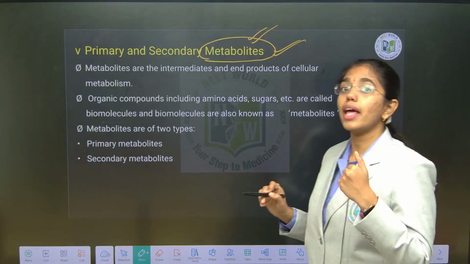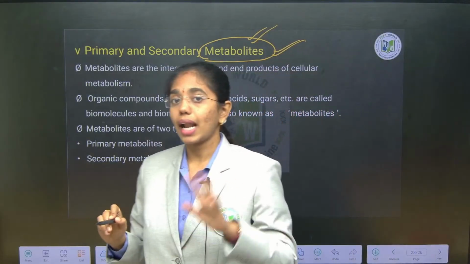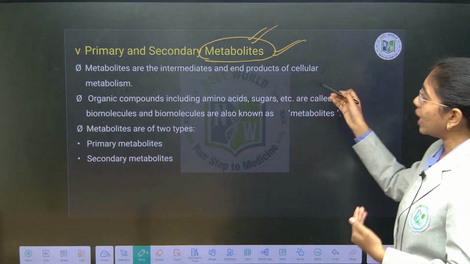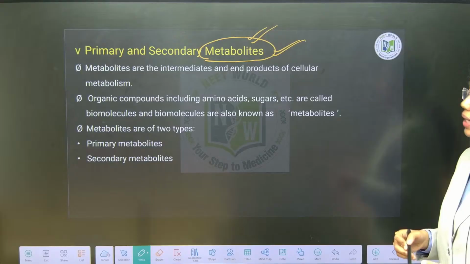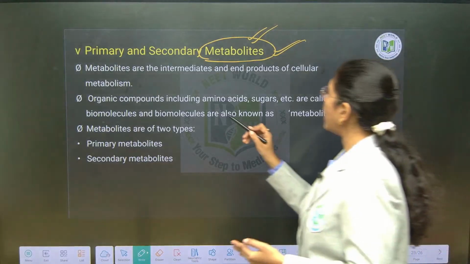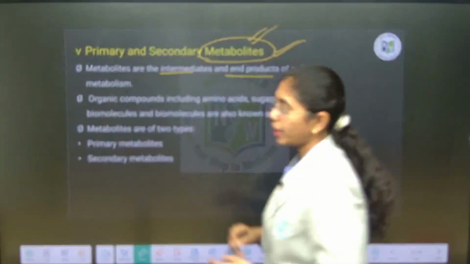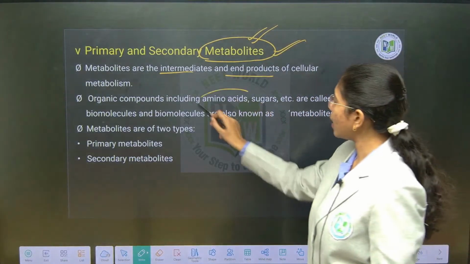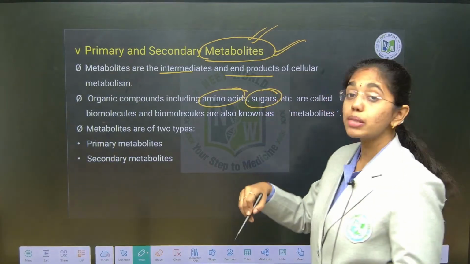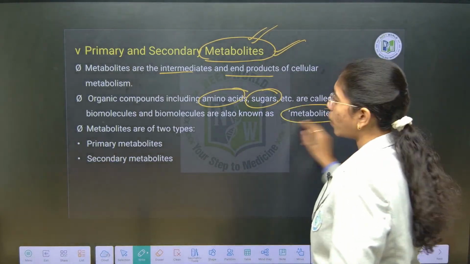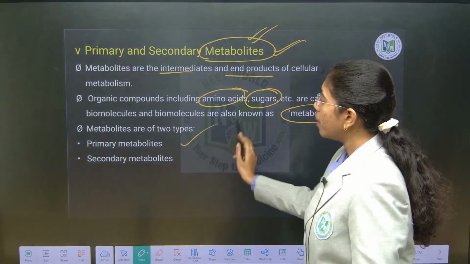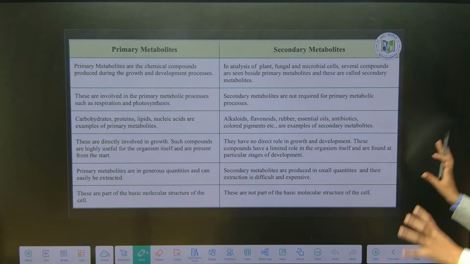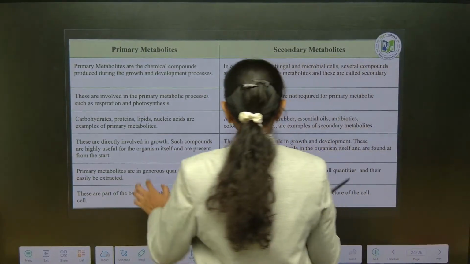Metabolites, based on their function, are primarily classified into primary metabolites and secondary metabolites. If you clearly see the definition, metabolites are intermediates and end products of cellular metabolism. Organic compounds like amino acids, sugars, etc. are called biomolecules, which are known as what? Metabolites. These are of two types, primary metabolites and secondary metabolites. Now we will look into a clear analysis between primary and secondary metabolites.